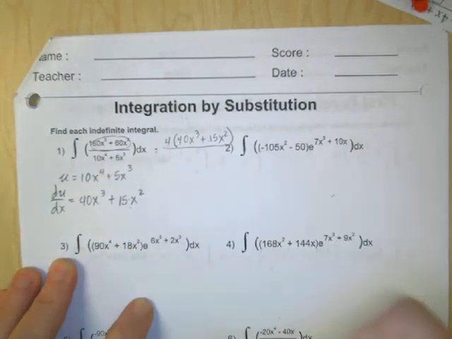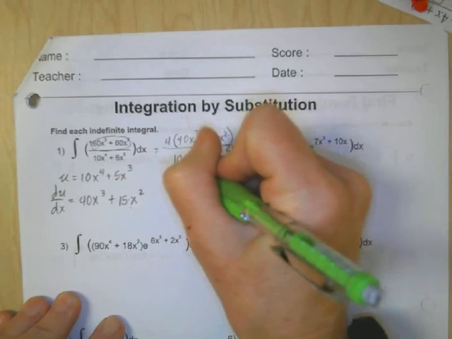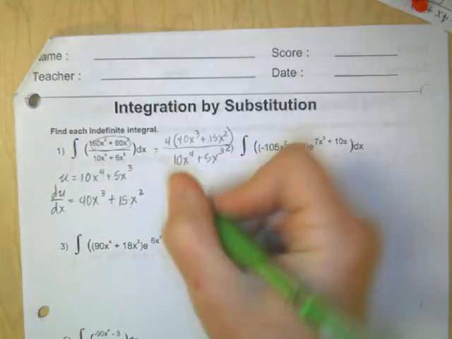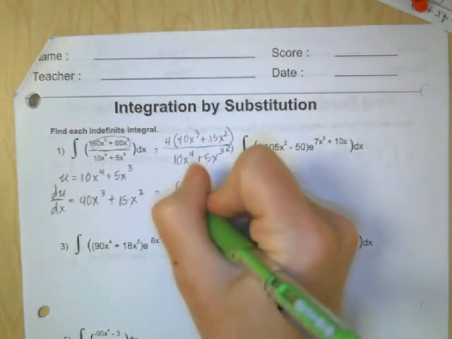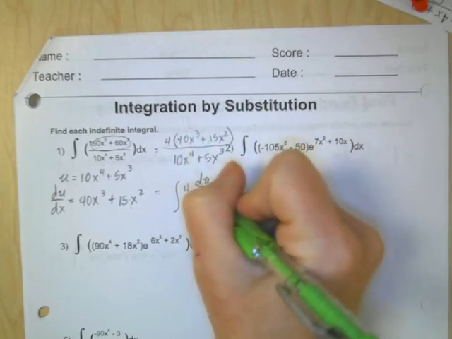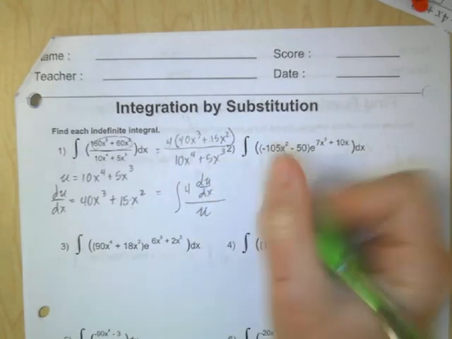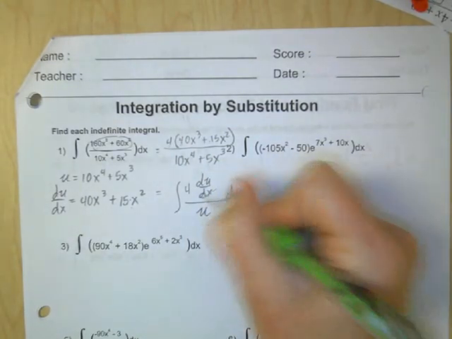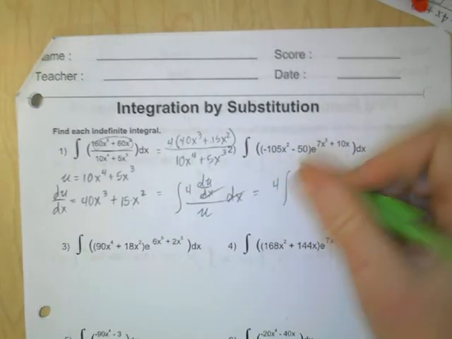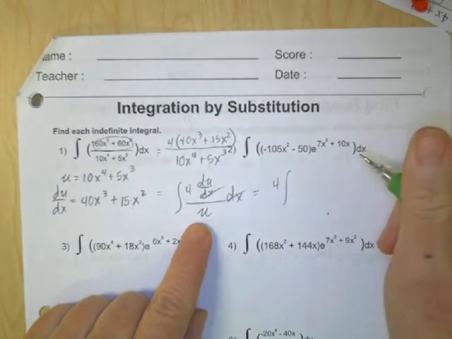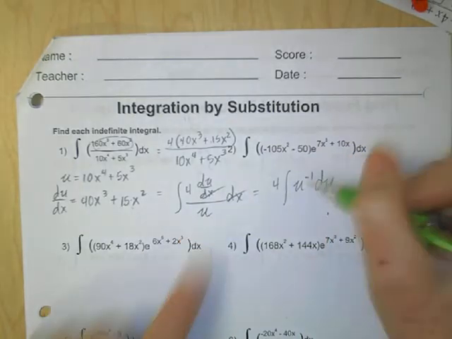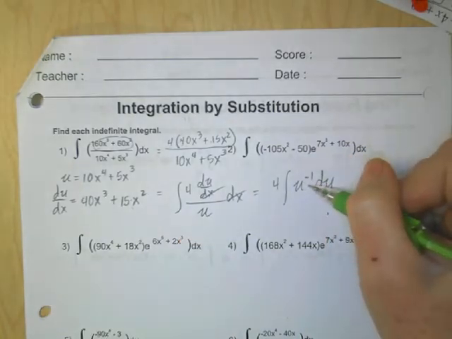And then on the denominator, I still have my 10x to the 4th plus 5x cubed. So now I'm going to rewrite my integral in terms of u. So the top is 4 times du dx, and the denominator is just u. I still have my dx. The dx's are going to cancel out. I'm going to move my 4 to the outside of the integral, so I have 4 integral. I have u on the bottom. I don't like that, so I'm going to move it to the top, so I get u to the negative 1 du. And then, hey, wait a minute, u to the negative 1, that's one of those special integrals.